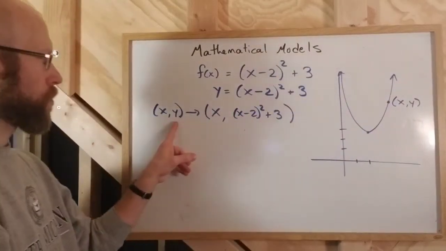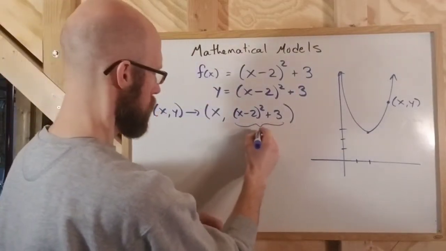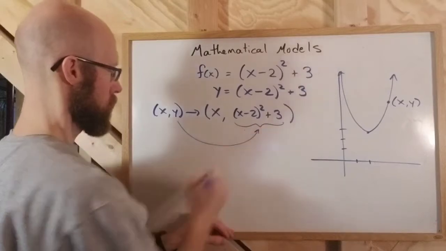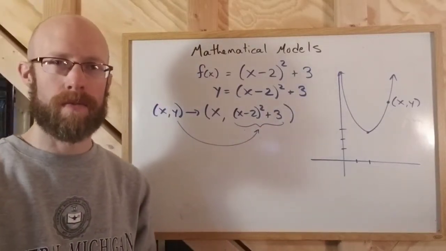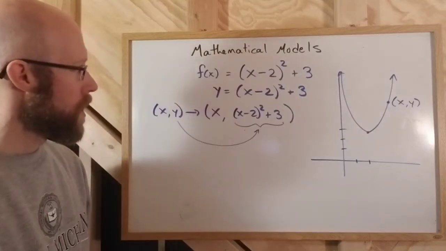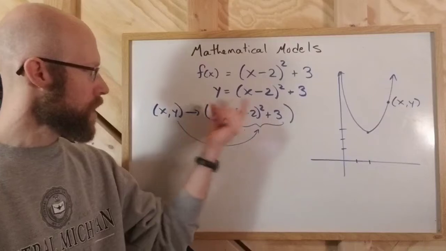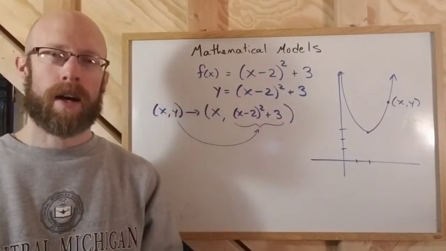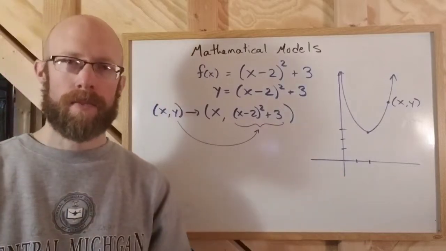Okay, so you replace the y with what it's equal to. This whole thing is what the y turns into. Okay, and we can use this representation here, x comma the function, in order to plug things in a general sense.